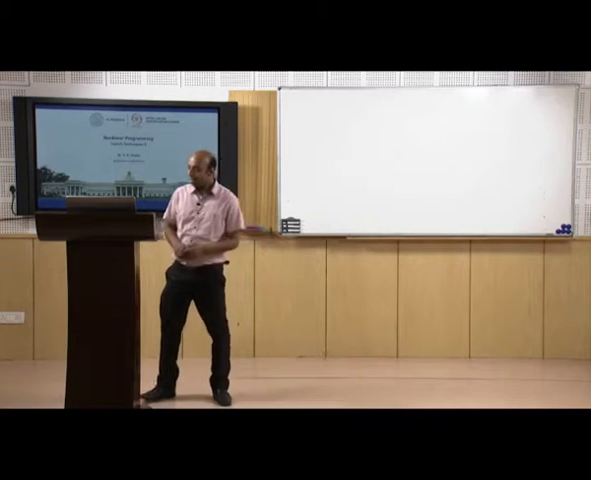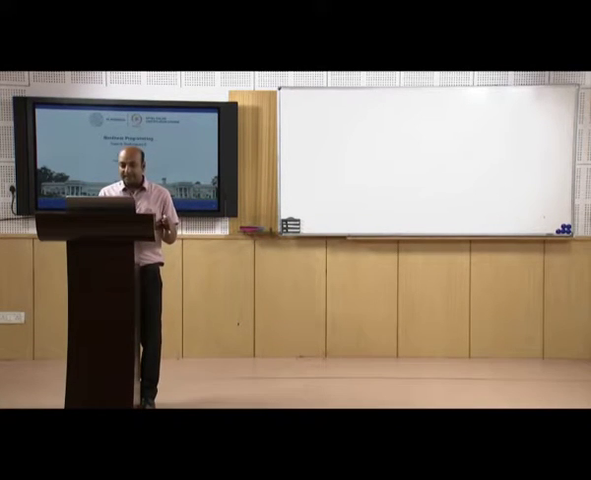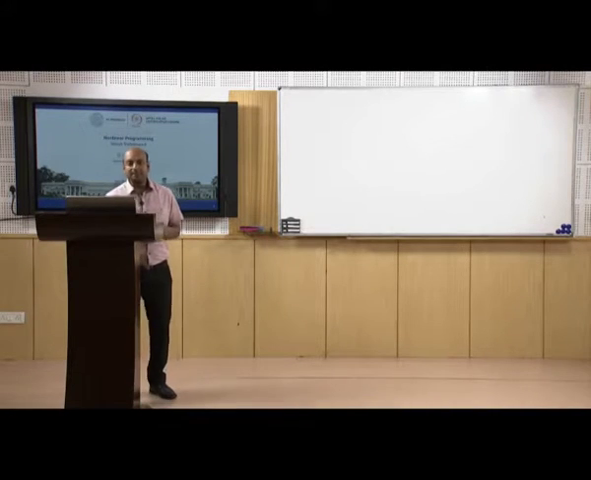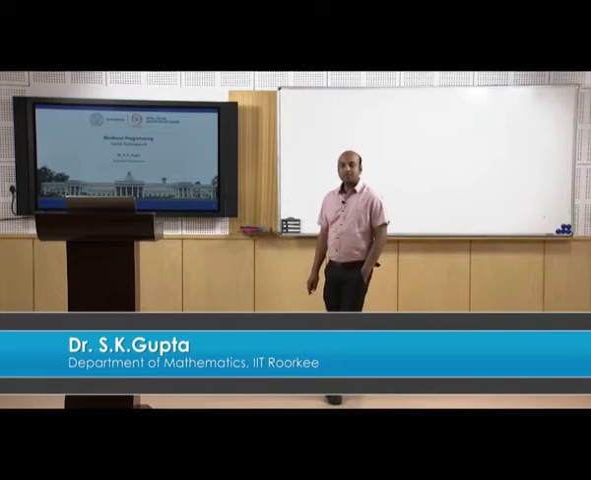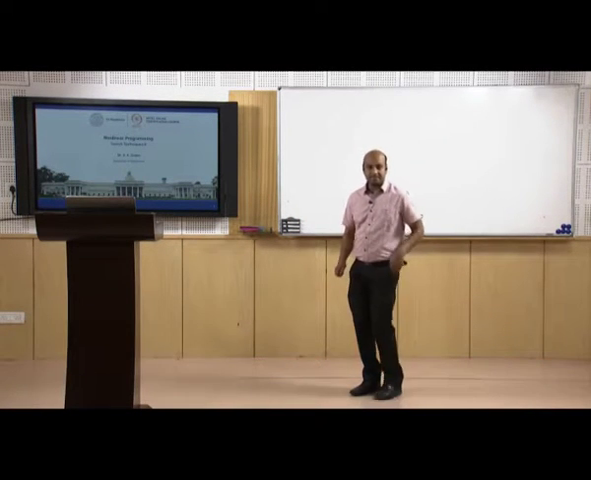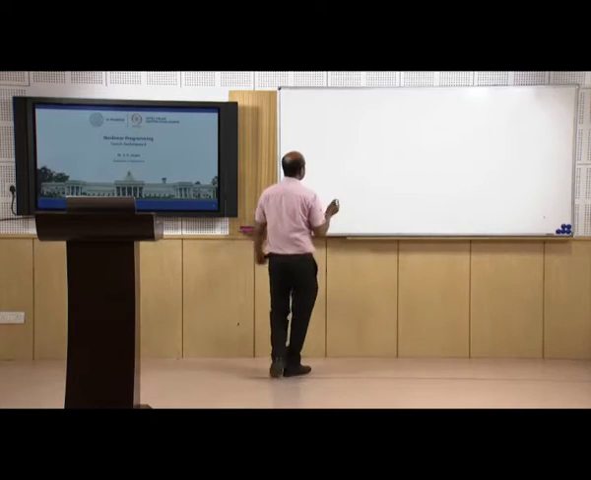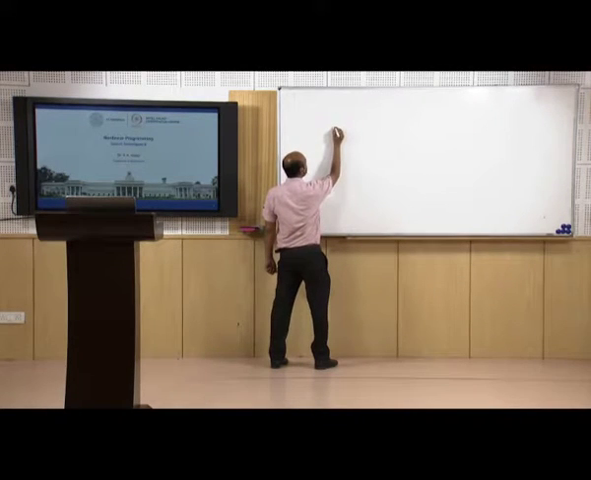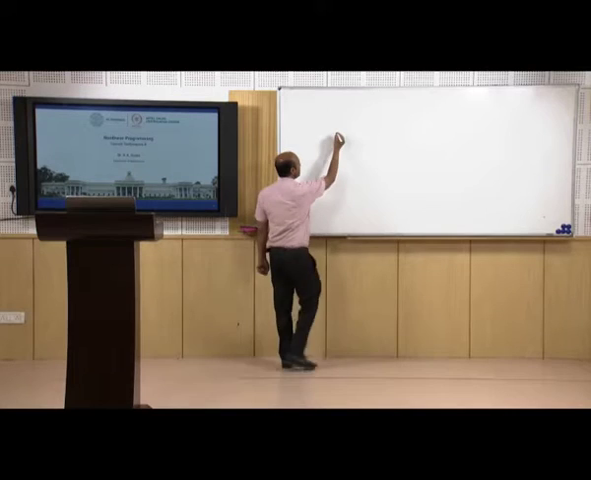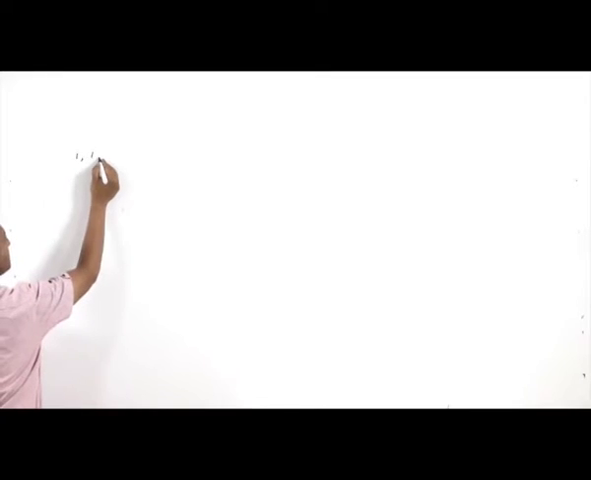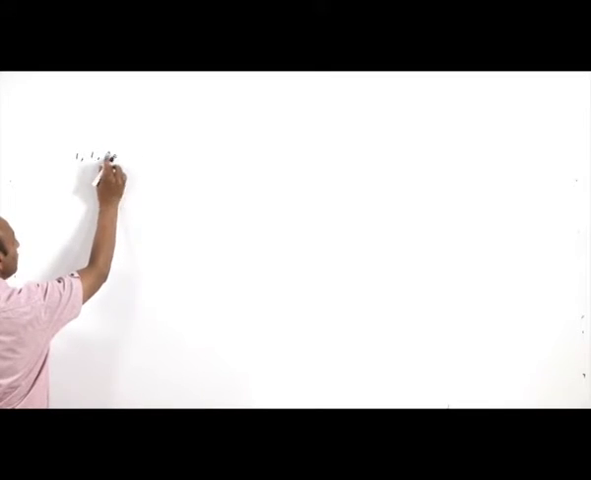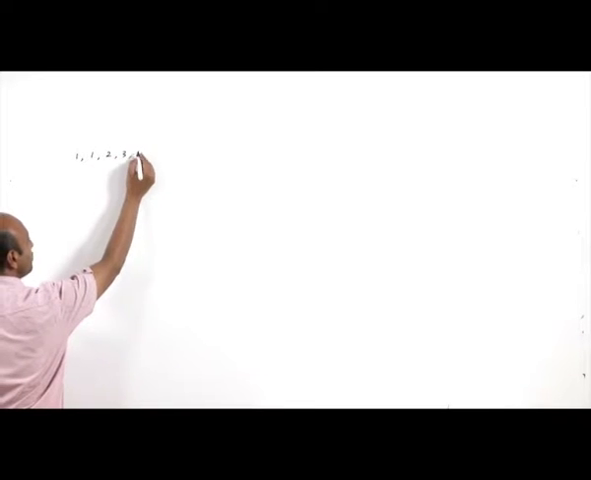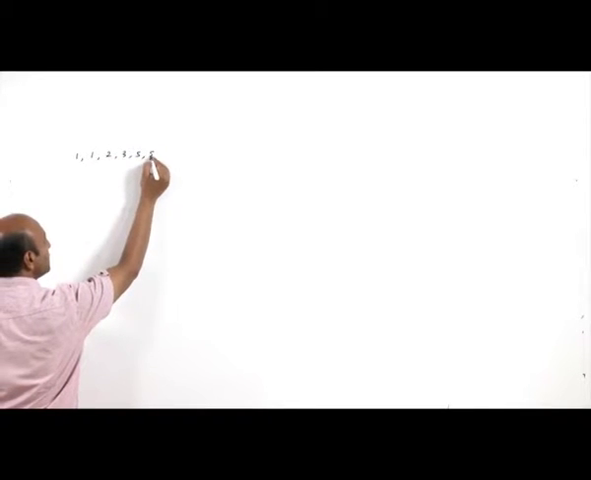Now, the next search technique is the Fibonacci search technique. Before starting it, what is a Fibonacci series? As we already know, the first term is 1, the second term is again 1, and the next term is simply the sum of the previous two terms. So 1 plus 1 is 2, then 2 plus 1 is 3, then 3 plus 2 is 5, then 5 plus 3 is 8 and so on.